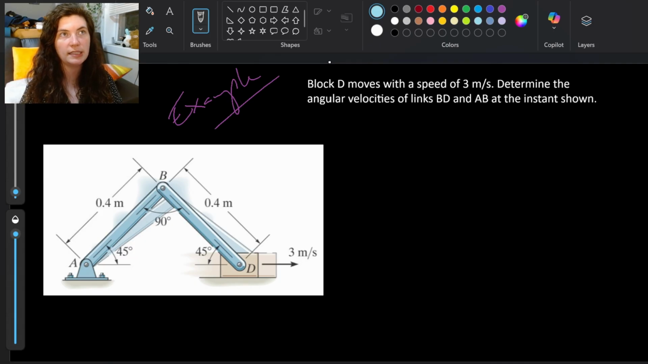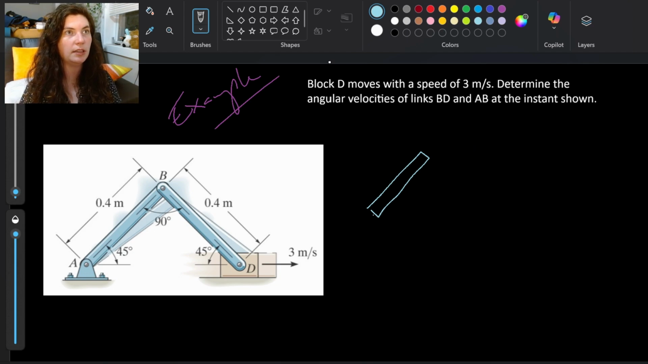So here we've got block D that moves with a speed of 3 meters per second. Determine the angular velocities of lengths BD and AB at the instant shown. All right, so 2 angular velocities, so 2 omegas that we're looking for. And let's break this shape out into some kinematic diagrams based on our pins. First, working from left to right, I have a pin member A that is a fixed rotation.